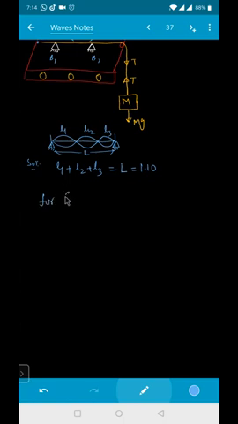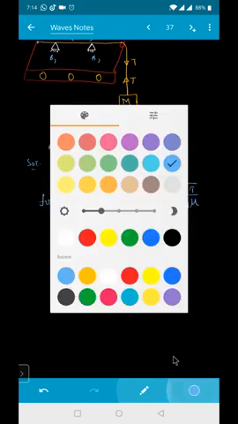For a sonometer wire, frequency F is equal to 1 by 2L under root of T by mu. You can write frequency with a small n or with F. So F is equal to 1 by 2L under root of T by mu. Is that formula clear for everyone?